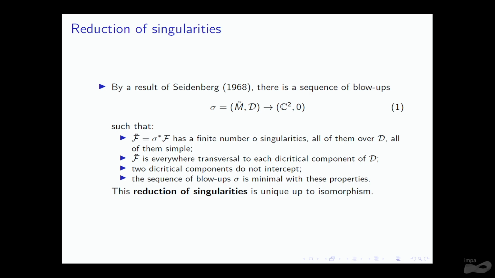And there's a reduction of singularities. I can find a sequence of blow-ups such that the transformed foliation has a finite number of singularities, all of them over the divisor, all of them simple. The transformed foliation is everywhere transversal to the dicritical components of the reduction divisor. Two dicritical components do not intersect, and this sequence is minimal with these properties. This reduction of singularities is unique up to isomorphism.